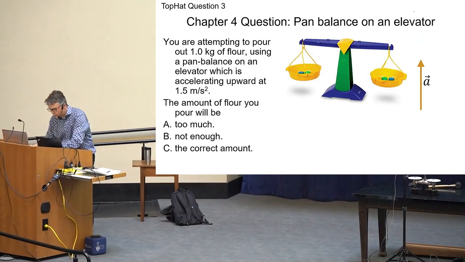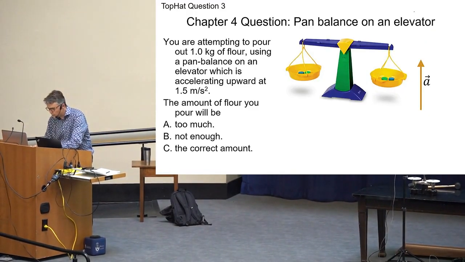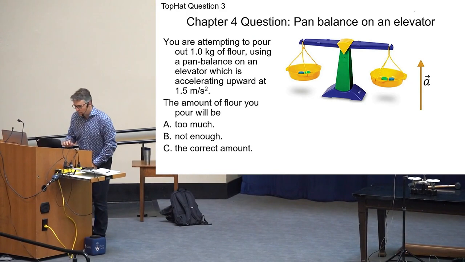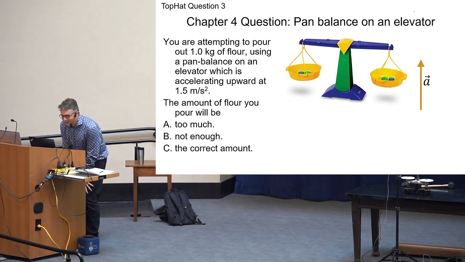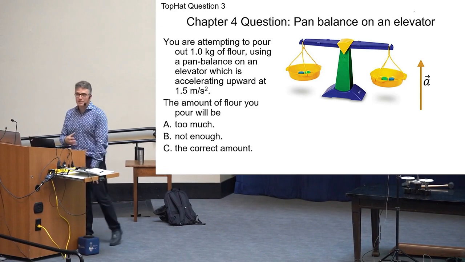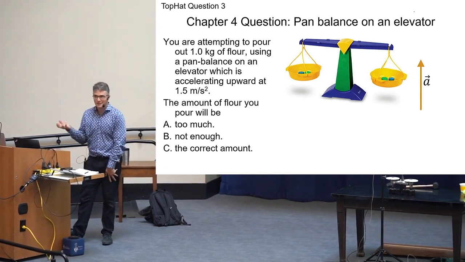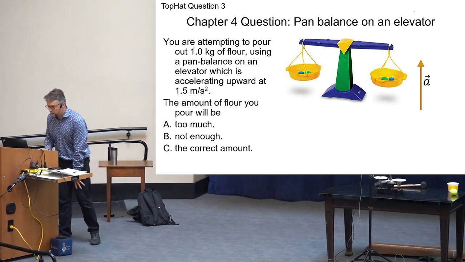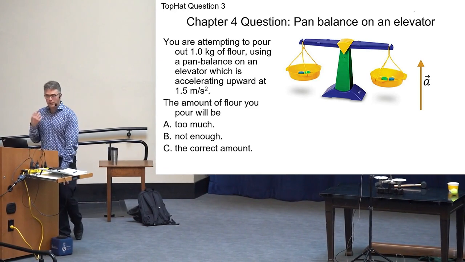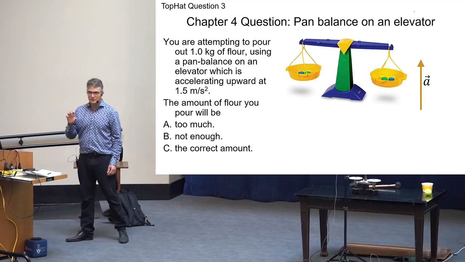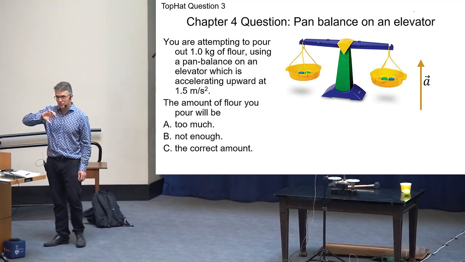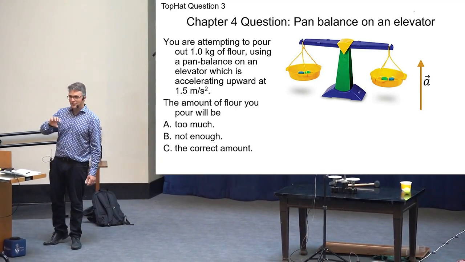I'll send it to your Top Hat right now. You are attempting to pour, again, a kilogram of flour, and you have a pan balance. So I have something that I know is a mass of a kilogram on one side of my pan balance, but I'm on an elevator once again, accelerating upwards at 1.5 meters per second squared. So, is it going to work or not? Am I going to get too much flour, not enough flour, or the correct amount?